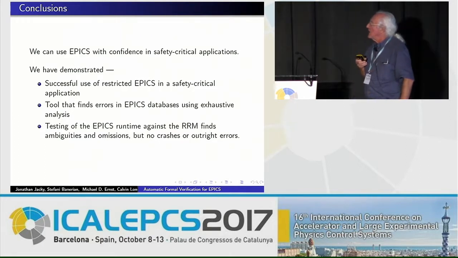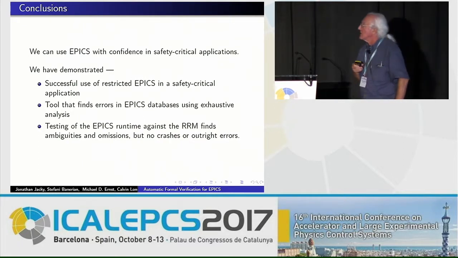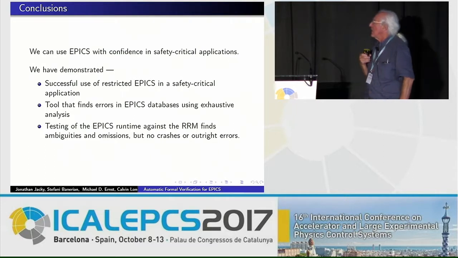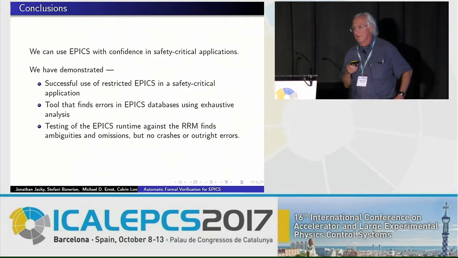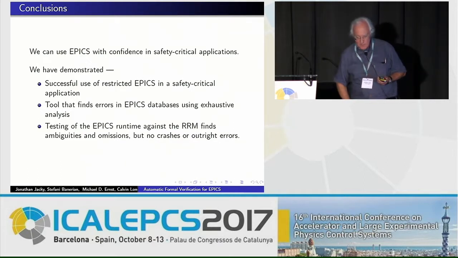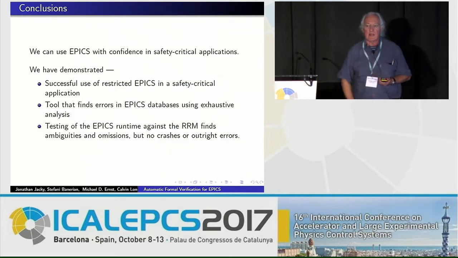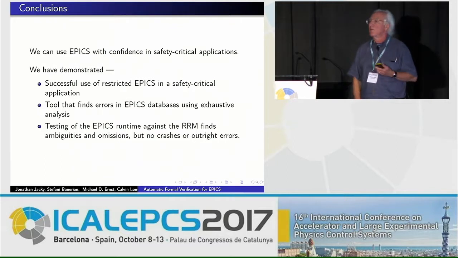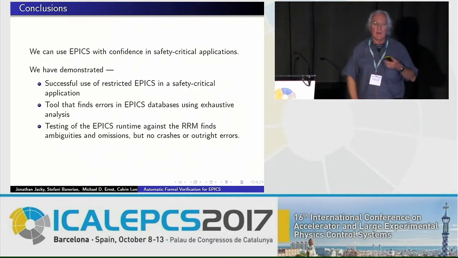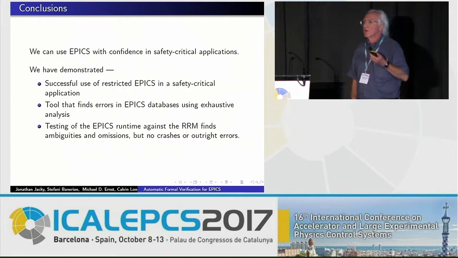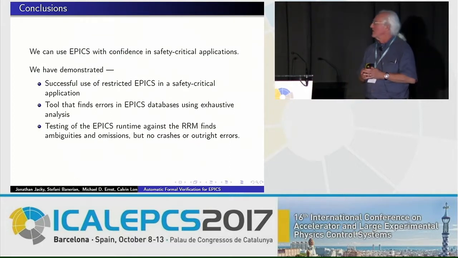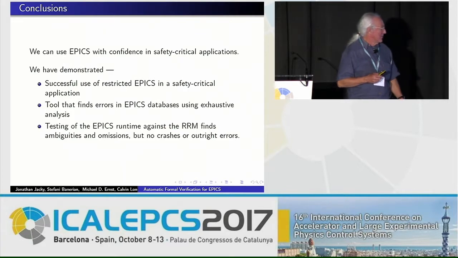We've also demonstrated a tool that finds errors in EPICS databases, that is EPICS application programs, using an exhaustive analysis. We also tested the EPICS runtime against the record reference manual, and we found a few ambiguities and omissions, but no crashes or outright errors. Well, in the proceedings paper, there's much more detail about how the tools work, how we validated them, and how we use them in our workflow. But there's no time to talk about those in this talk. So I'm finished.